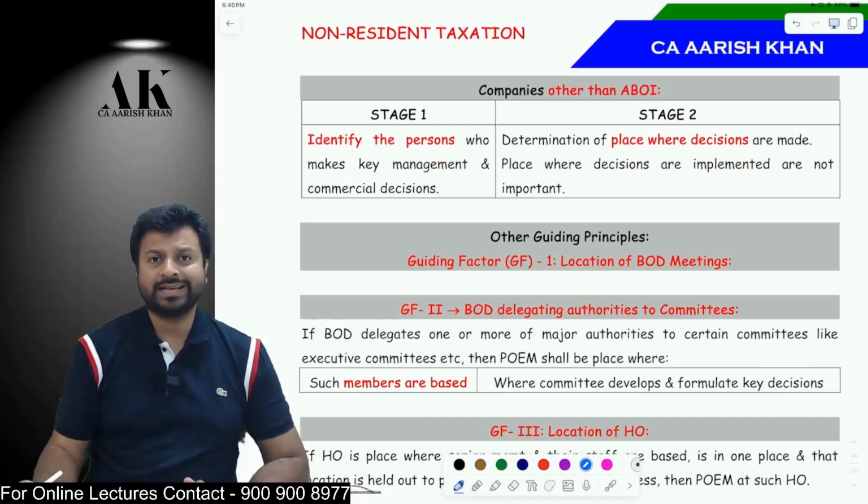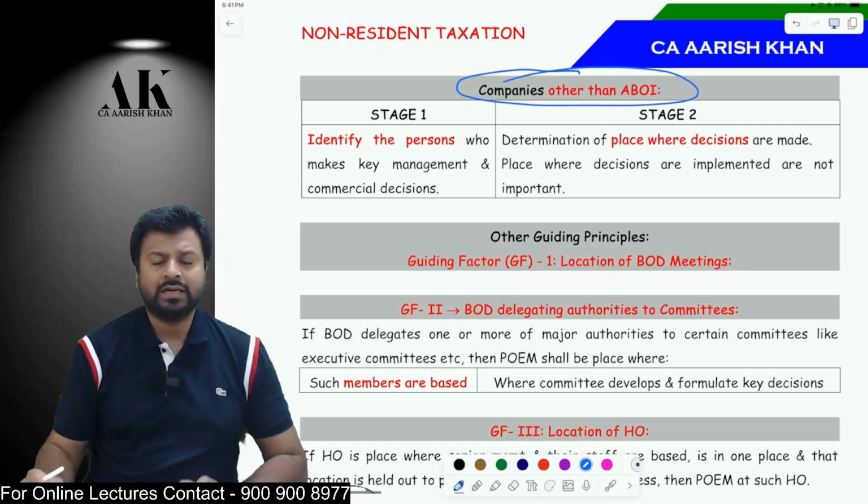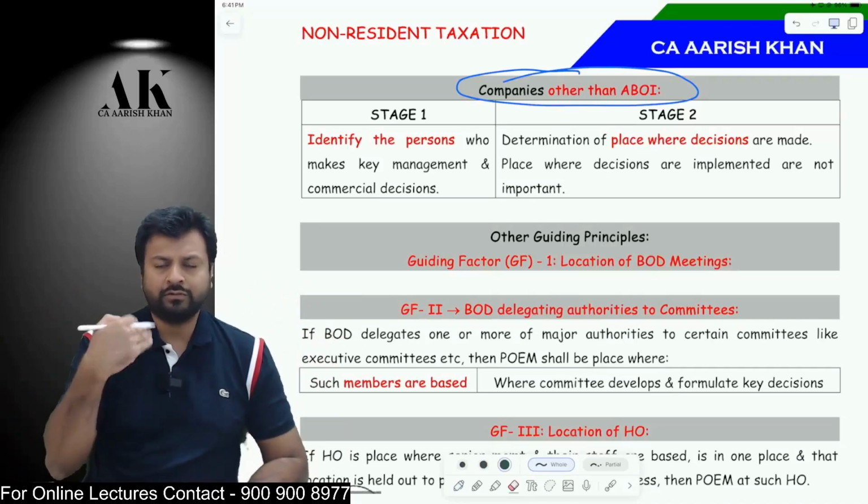Now, let's come to the second category of company. This was the first category of company whose active business was outside India. Let's talk about the second category of company, the companies other than active business outside India. A company whose active business is not outside India, for them, what has to be done? For them, you have to follow a long procedure.